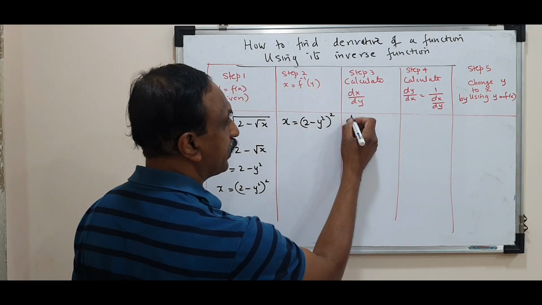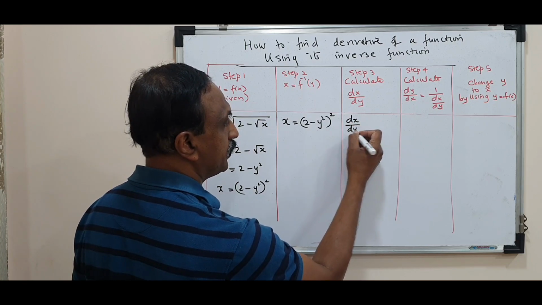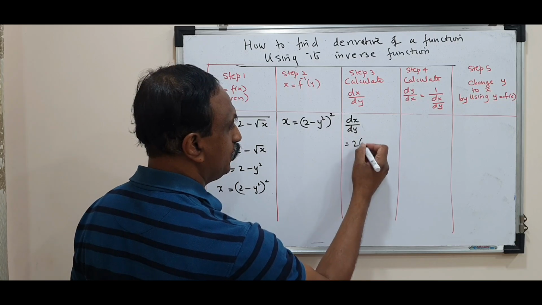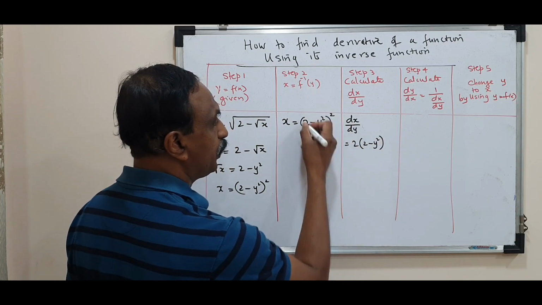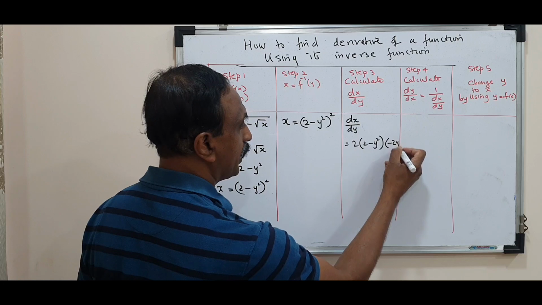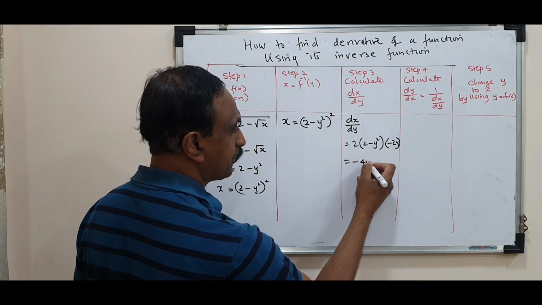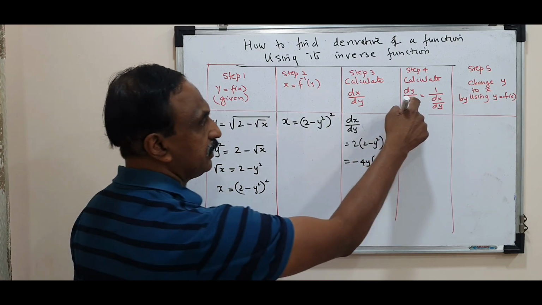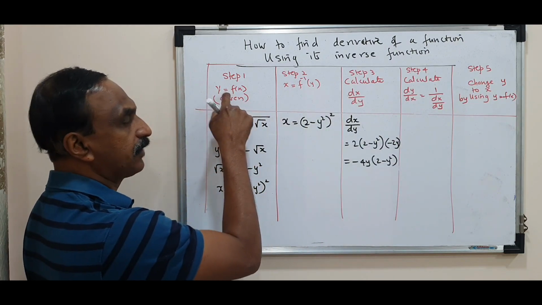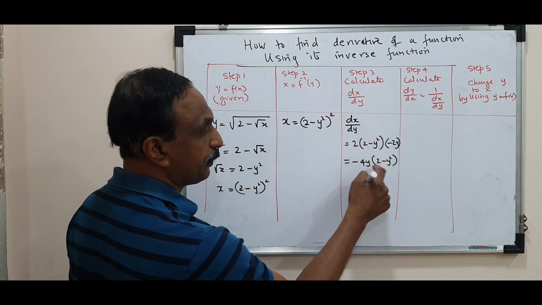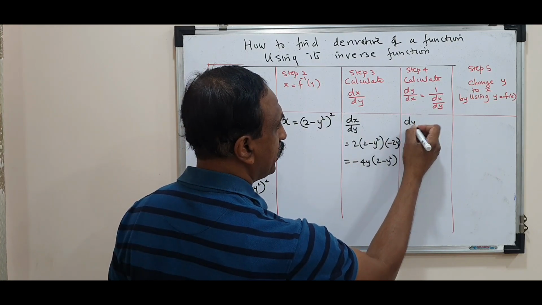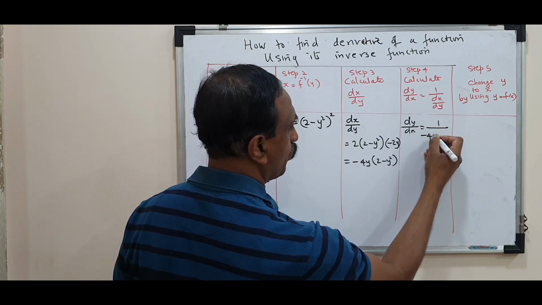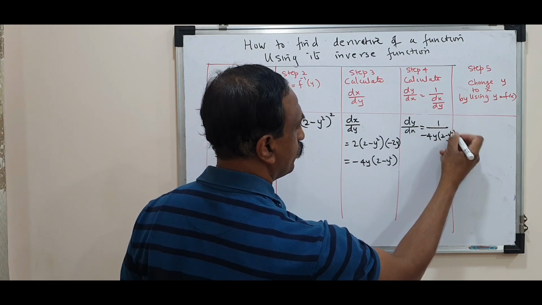Now I'll calculate its derivative, dx by dy. What will be the derivative of this? It will be 2 into 2 minus y square into the derivative of 2 minus y square, so minus 2y. So my answer would be minus 4y into 2 minus y square. Now we know that the derivative of y with respect to x is the reciprocal of this. So I can write dy by dx is 1 upon minus 4y into 2 minus y square.